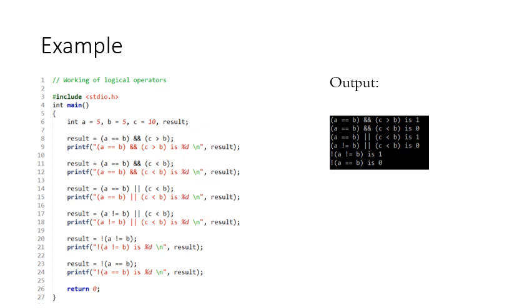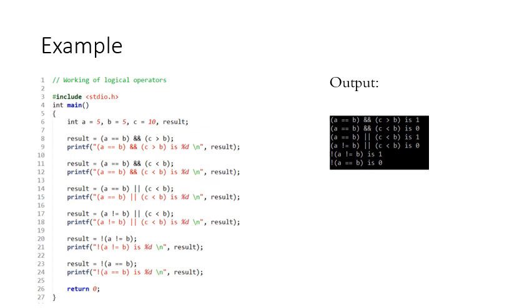But then, in your line 17, we are checking whether a is not equal to b and whether c is less than b. Your a is not equal to b, which is false because they both have a value of 5. And we know that your c is not less than b. Okay, so they are both false. So in your logical AND, it will be false only if both are false. That's why the result in your line 17 will be 0.